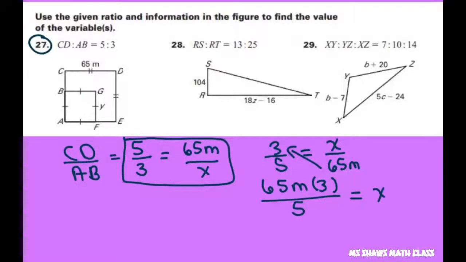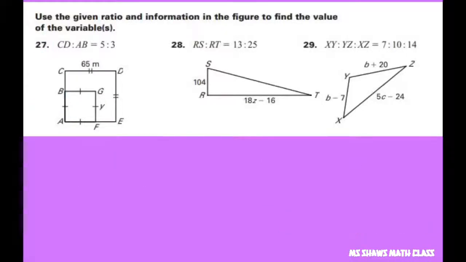So basically we have 65 divided by 5, which is 13. So that cancels out, and 13 times 3 equals X, which is 39 meters. So that means your AB here is 39 meters, this length right here.